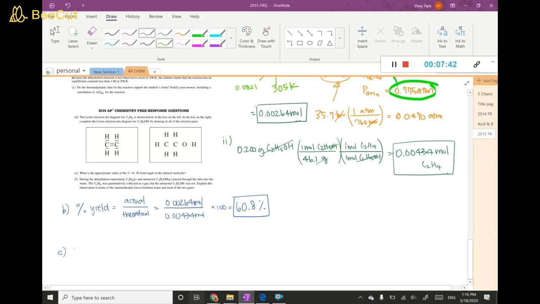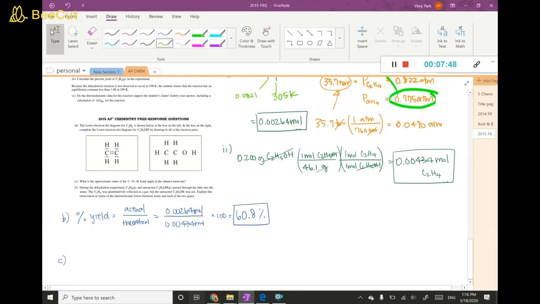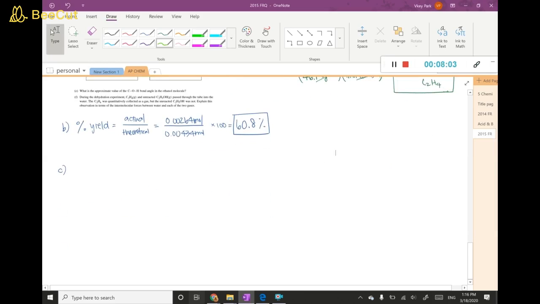Let's continue to C. Okay, and C says because the dehydration reaction is not observed to occur at 298 Kelvin, the student claims that the reaction has an equilibrium constant less than 1. Do the thermodynamic data for the reaction support the student's claim? Justify your answer. So in order for us to find out thermodynamically favorable or not, we're looking at delta G. And if we remember, delta G is equal to delta H minus T delta S. And the easiest way to remember this is going home to study. It's a mnemonic, right? So going home to study.